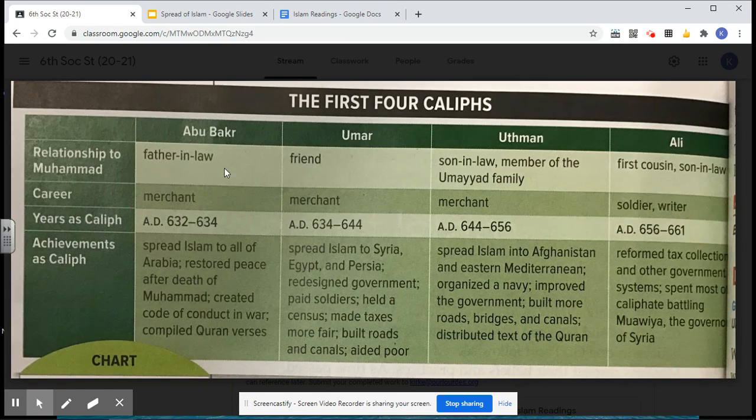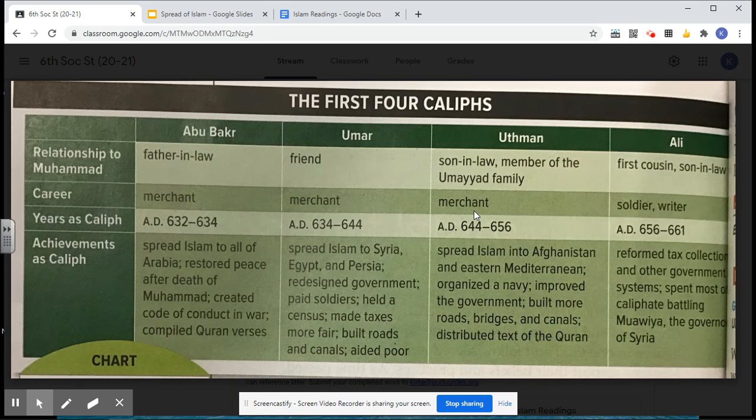Now, I said that we were going to identify patterns here. So the deal with patterns is very simple. The pattern in this first category is that the majority of these first four caliphs were literally related to Muhammad. Not all of them, of course, because Umar was just a friend, but that is going to be a topic that's going to come up later. So the majority of them were directly related or at least married within the family of Muhammad.